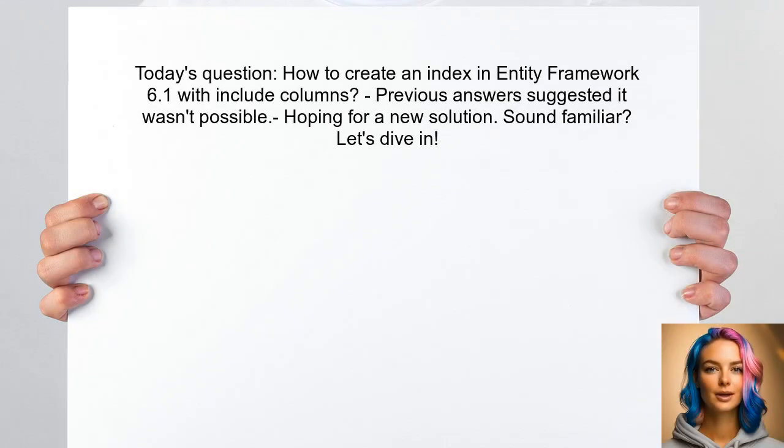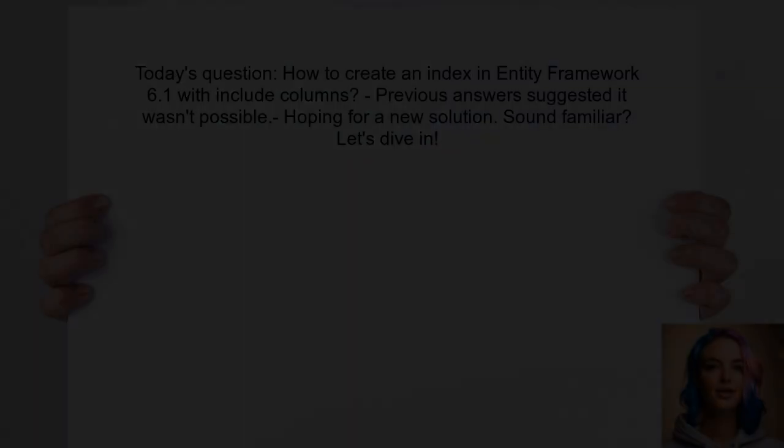Here's the specific question we're addressing today. One user asked how to create an index in Entity Framework 6.1 that includes specific columns. They mentioned that previous answers suggested it wasn't possible, but they're hoping for a new solution. Sound familiar? Let's dive into this.